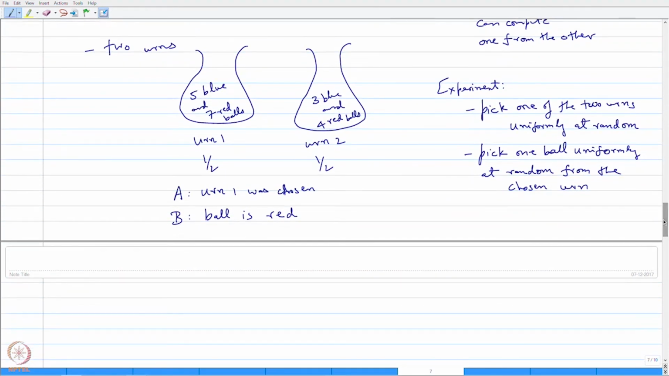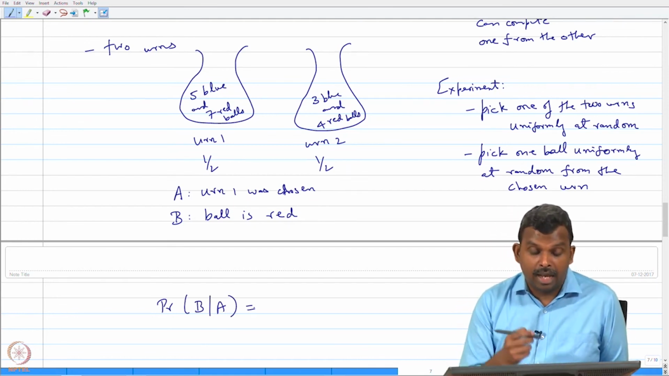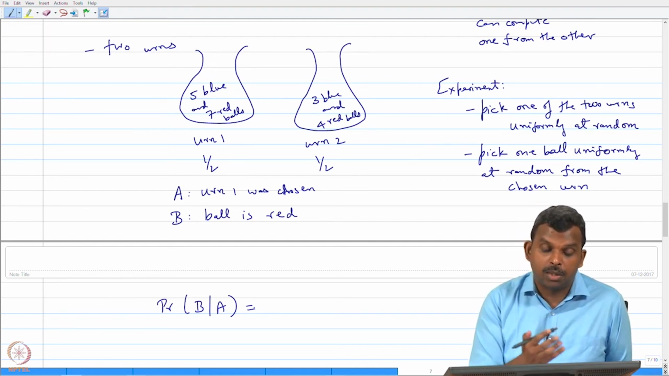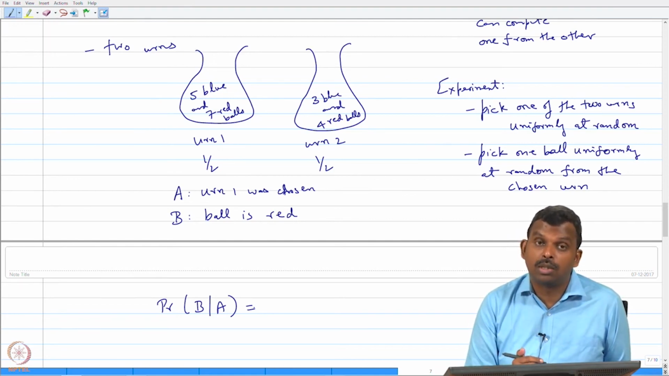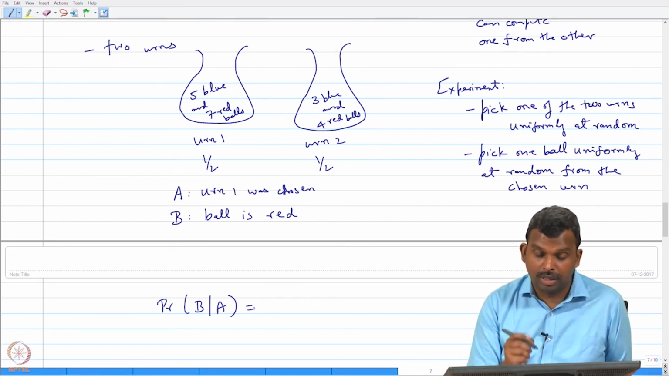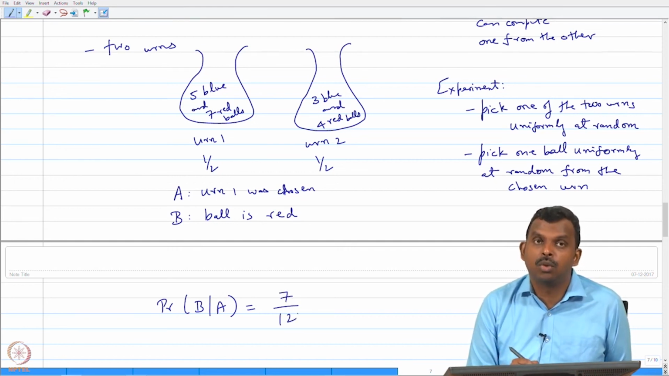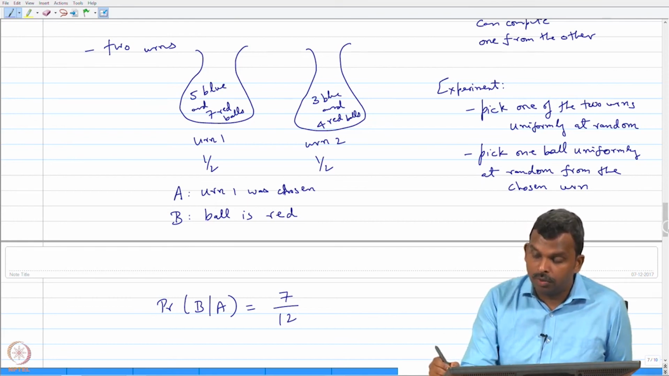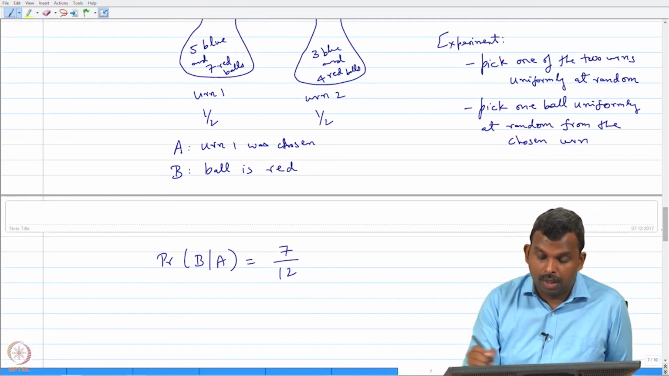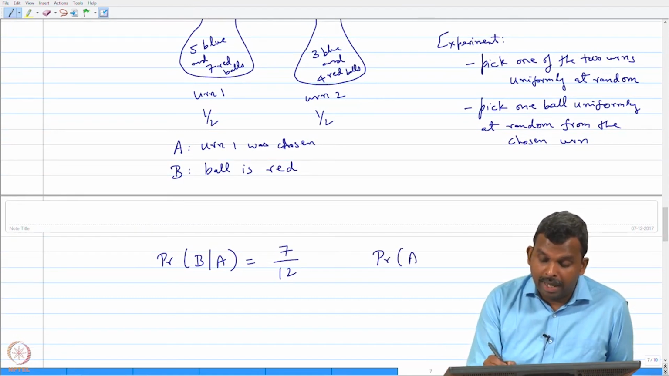So, if you look at probability of B given A, what is probability of B given A? I have chosen the urn 1. Urn 1 has been chosen, it has 5 blue and 7 red balls. Now, what is the probability that the ball is red? Given that the urn is the first urn, it is 7 out of 12. We have seen this question easily before, it is just favorable outcomes divided by total number of outcomes. So, you get 7 by 12. Is it all right? Hopefully, you see that. Okay. So, now the question is, what is the probability of A given B?